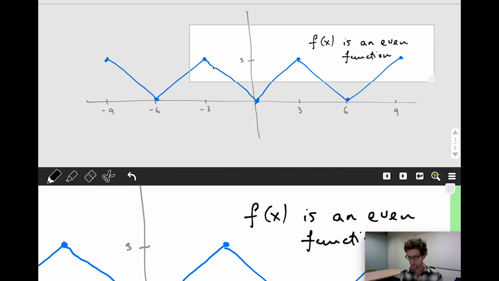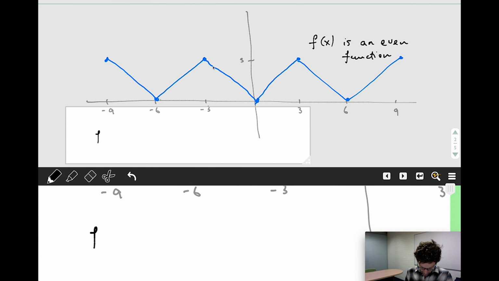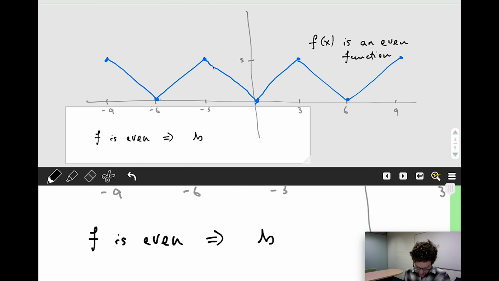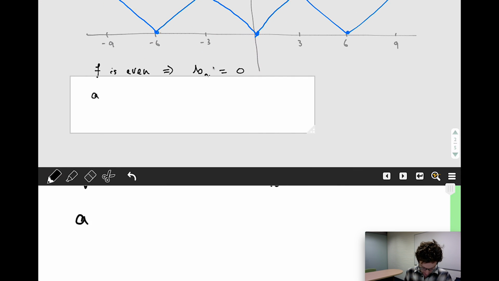And we saw in the last lecture that that means a number of the coefficients are going to go away. Specifically, because f is an even function, all of the bn's, which are the coefficients for the sine of n pi x over L, are going to be equal to 0. Sine is an odd function, so f of x can only be made up of even functions. So that leaves us with a0 and an.